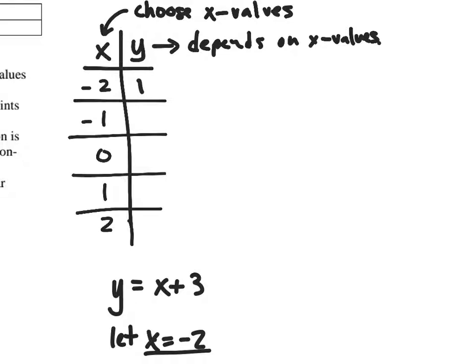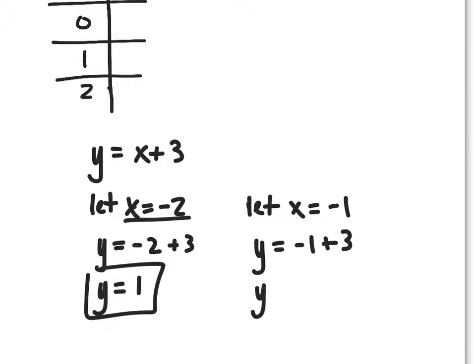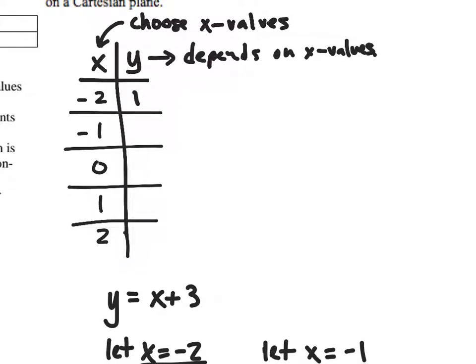Now I do the next one. I'm going to let x equal -1, so I plug that into my equation: y is equal to -1 plus 3. If I take -1 and add it to 3, that gives me 2. So y is equal to 2.